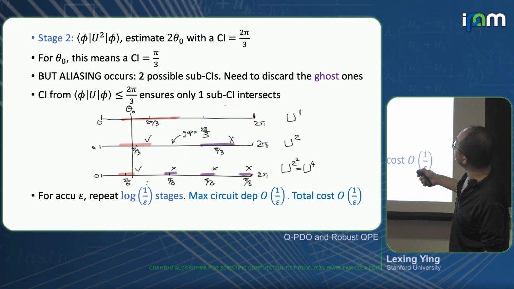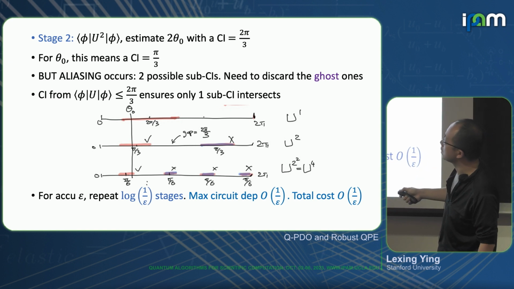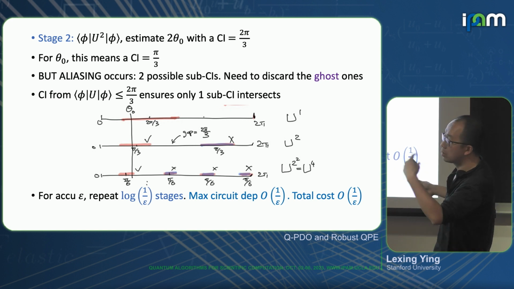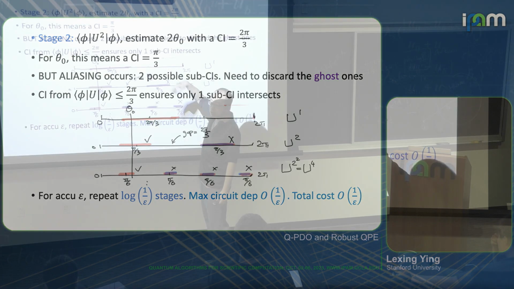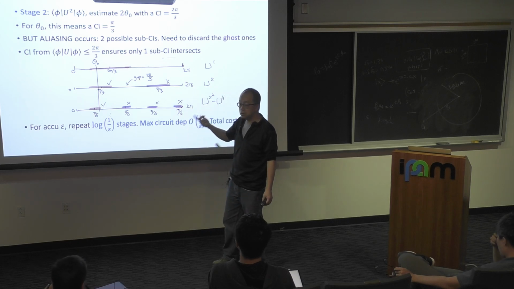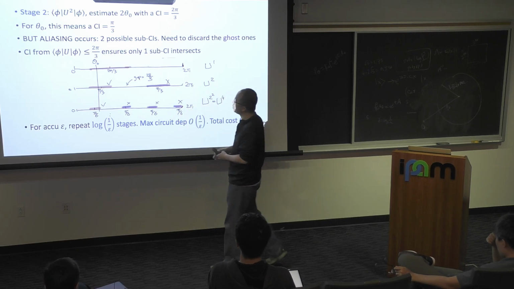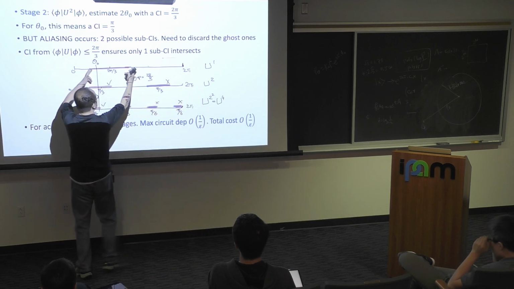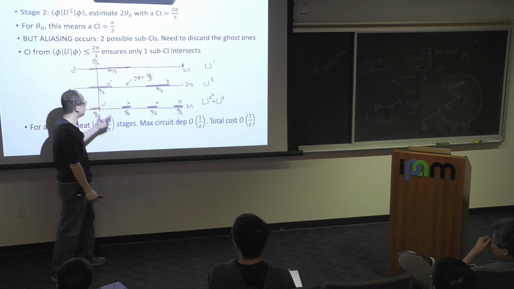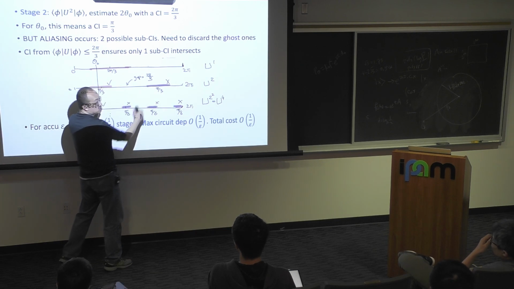So if 2 theta 0 has a confidence interval of 2 pi over 3, then the confidence interval for theta 0 is half of this. It's just pi over 3. That's good news, but there's also bad news: everything is periodic on the unit circle. So if you divide by 2, you get 2 theta 0 correct, but you actually have 2 preimages. One is theta 0, the other is theta 0 plus pi. This picture tries to show that. This is my initial confidence interval. If I run the Hadamard test for U squared, you actually have 2 subintervals.